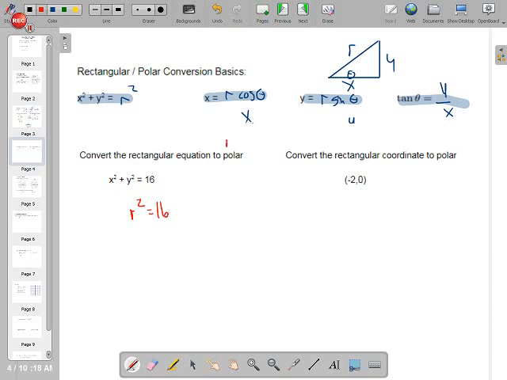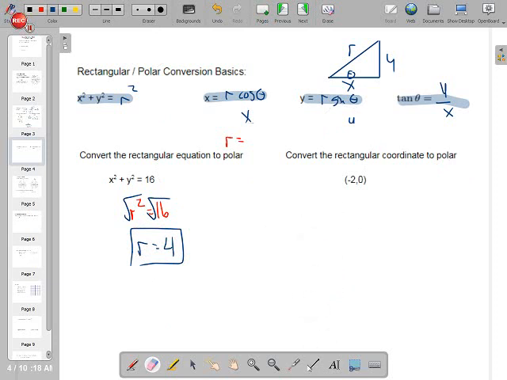Now if you're writing an equation in polar, you normally want the equation to say r equals. So I'm going to square root both sides, and I get r equals 4. Technically, when you square root both sides, you should say plus or minus 4, but in polar, a circle of radius 4 is the same as a circle of radius negative 4, so don't worry about it.